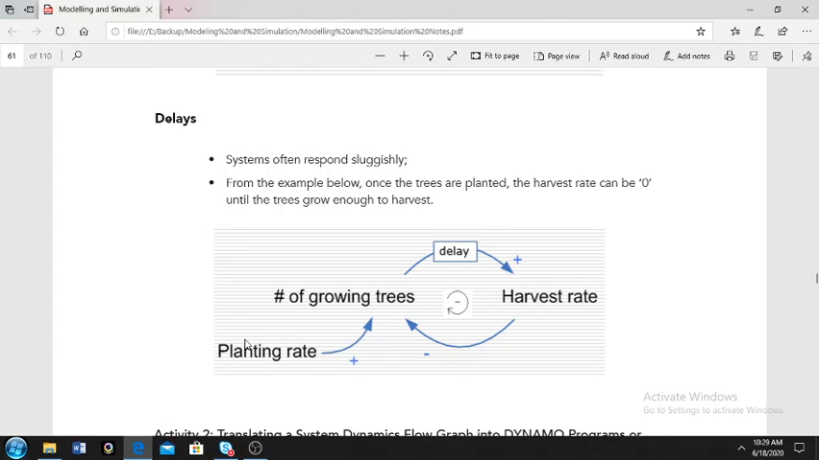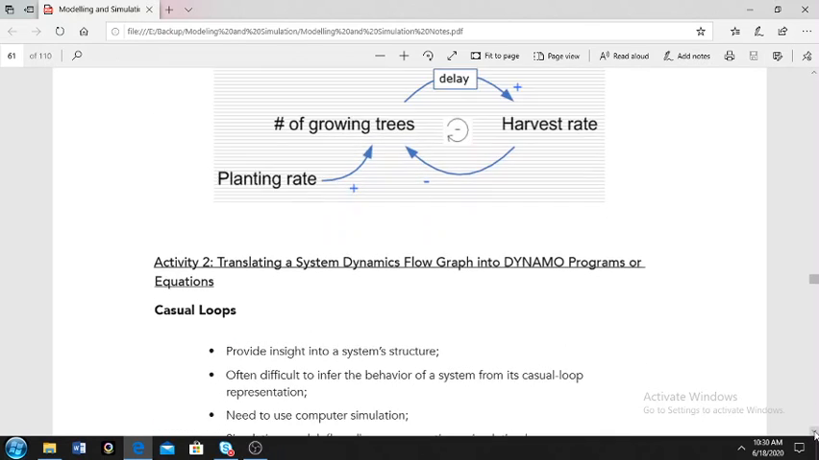The higher the planting rate, the more you have growing plants, the more you have harvesting. But there is a delay because there's a waiting time before you can harvest, and the more you harvest, the fewer trees you have. So this loop is balancing. But here we have a delay because you don't plant and then it grows directly and you harvest. No, there's a waiting time between the planting and the harvesting. So this is the notion of the delay.